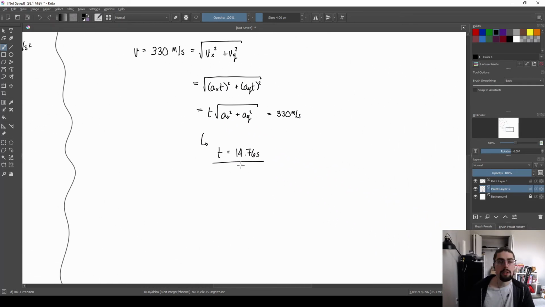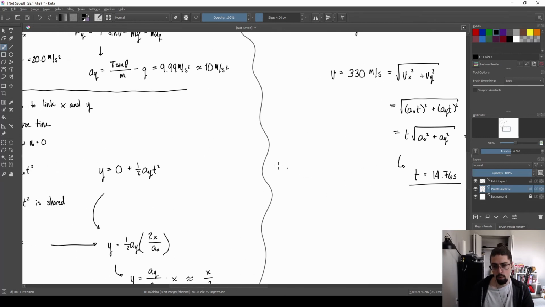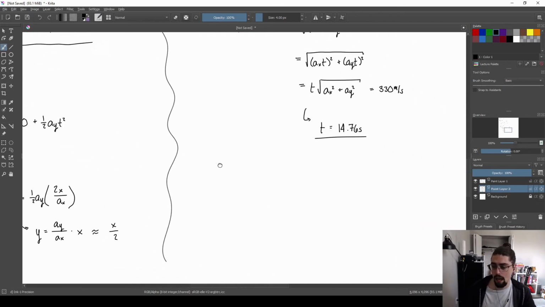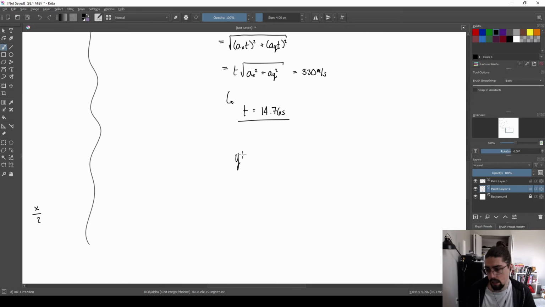So, 14.76 seconds. We look back to our y equations here. There is one very nice, clean y equation right here that we could use. I know my acceleration in the y direction. I now know my time. I can plug all of that stuff in. Y is equal to 1/2 a of y t squared, for a final answer of 1,088 meters into the sky. And there we have it. Don't do that. Don't.